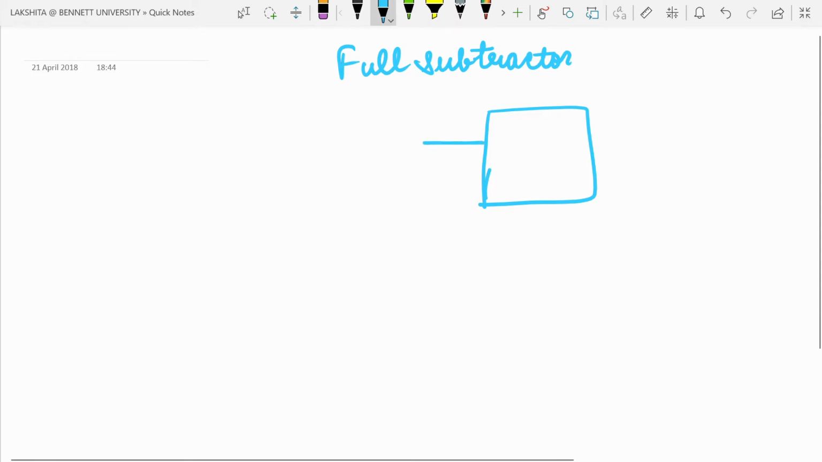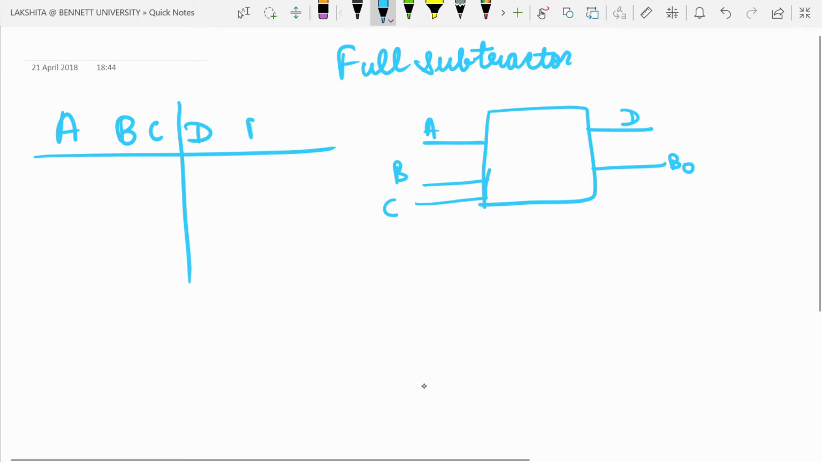Here A is a number which you want to subtract from B, and C is your borrow from the next stage. Here D is the difference and B naught is the borrow output. The prime goal is to find out the combination of gates inside the box. As we have three inputs A, B and C and outputs D and B naught, there can possibly be 8 outputs. So we'll try to perform subtraction with these three inputs A, B and C and two outputs D and B naught.